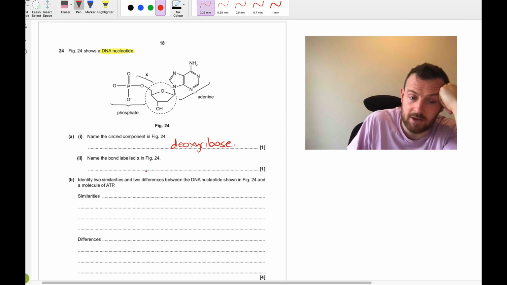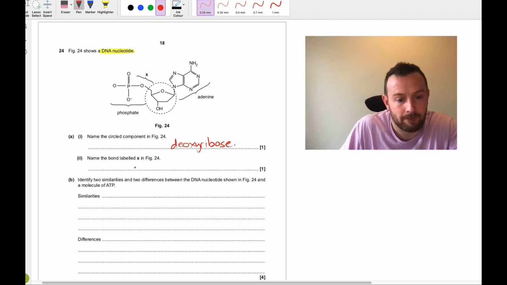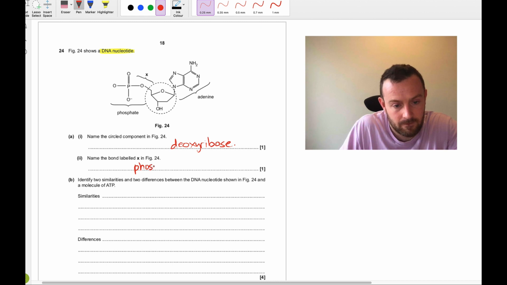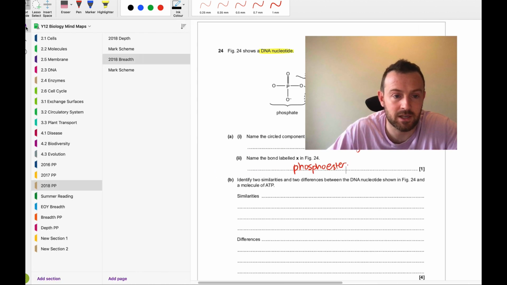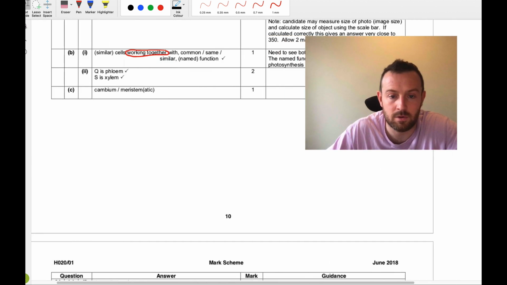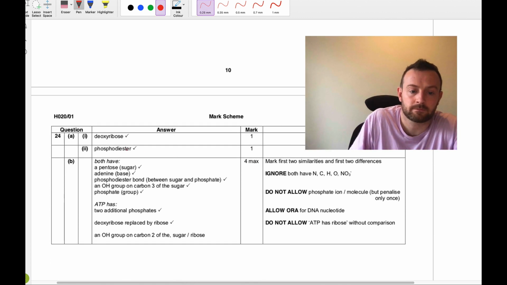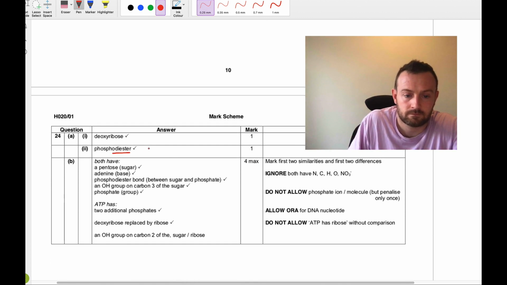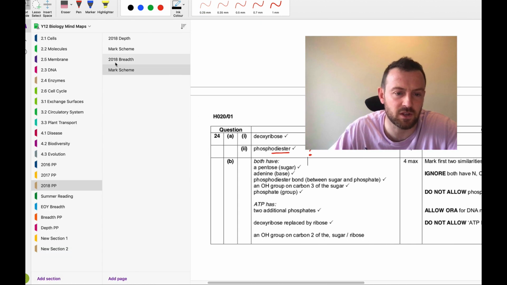And the type of bond labeled X, phosphoester. Phosphoester, I think. Am I going to get the mark though? Because if I don't get the mark, I'm going to be annoyed. Okay. It says phosphodiester. Let's just say phosphodiester.